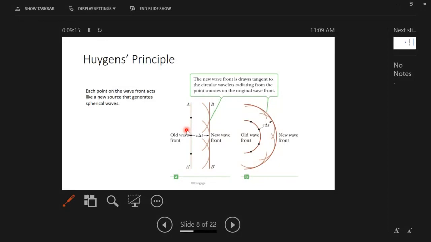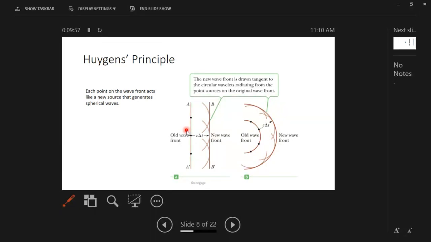Let me tell you that we can actually use Huygens' principle to prove the law of reflection, which says the angle of reflection is equal to the angle of incidence. And also we can use it to prove Snell's law, which was the law governing the refraction of light. But again, that's going to be very, very difficult to do. It's not as easy as what we did in ray optics. I'm not going to do that. I'm just going to use this principle to explain a few different phenomena related to wave optics.